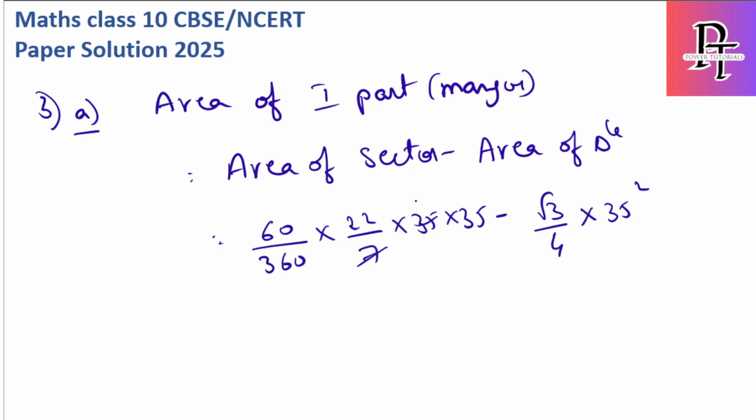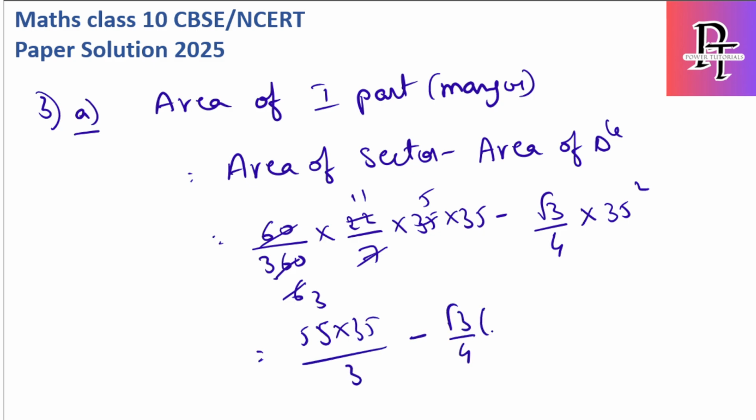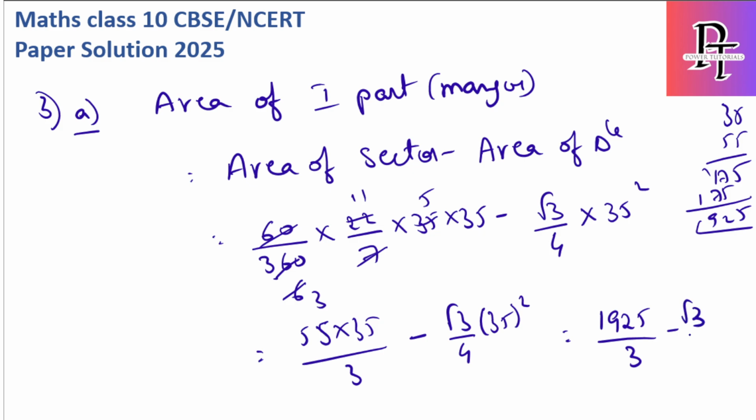Okay, so 7 5 is 35, 6 1 6 6, 2 3 is 2 11s. Anything else? No. So it is 55 into 35 by 3 minus root 3 by 4 into 35 square. So 55 into 35 I am doing it here. 5 5 is 25, 5 3 is 15, 6 is 17. Again 175 becomes 5, 12, 8, 9. So the final answer is 1295 by 3 minus root 3 by 4 into 35 whole square.